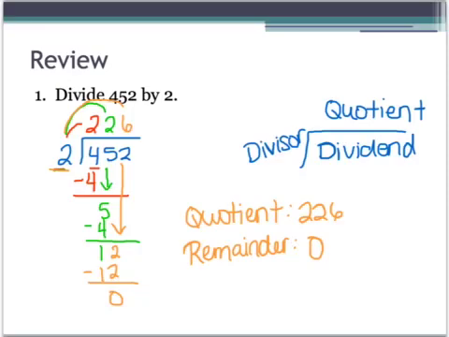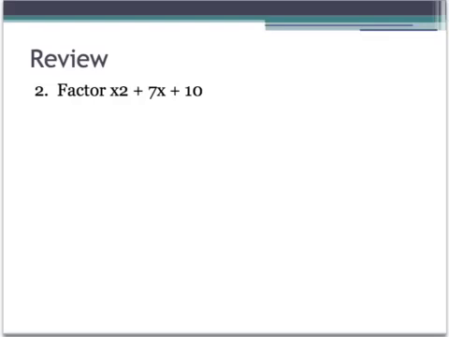If you wanted to check that your quotient was right, of course we know that we could multiply 226 times our divisor of 2, and that should give us our dividend, which was 452. So we are correct. Okay, now we're going to review how to factor.